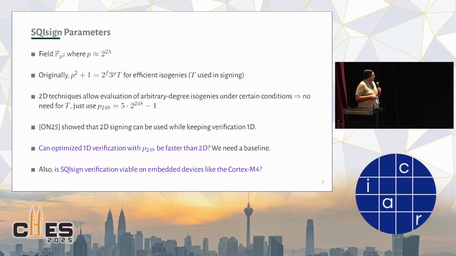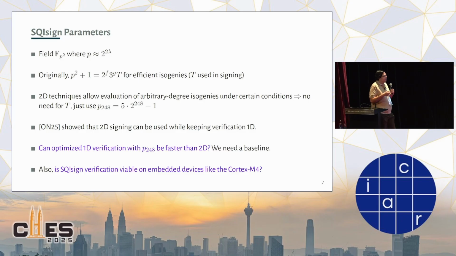So that is where we came in. We were wondering if an optimized 1D verification using this prime can be as fast as the 2D results. Because at this time, people were kind of ready to move on to 2D, but we realized we didn't really have a baseline for how good 1D verification could possibly be. And also, can we even make it fit inside the Cortex-M4?